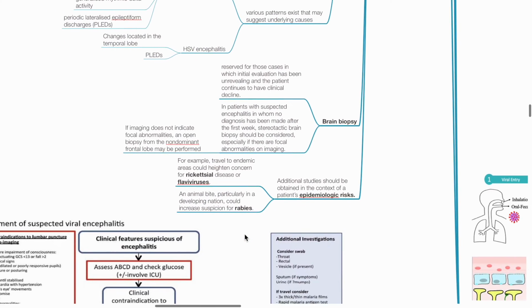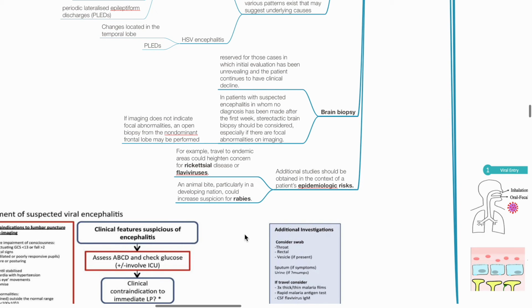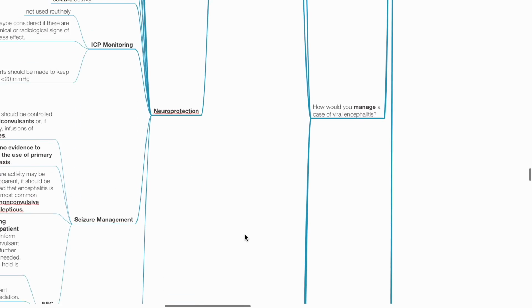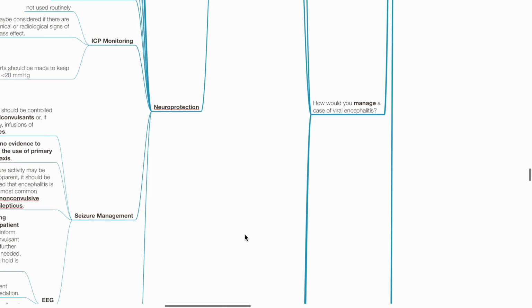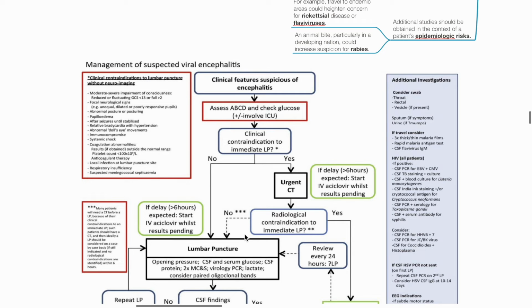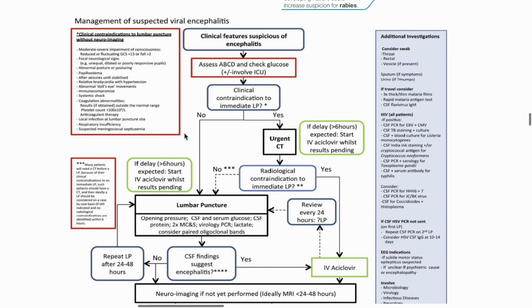Additional studies should be obtained in the context of the patient's epidemiologic risk, such as investigations for rickettsia, flavivirus, and rabies. Describe how you would manage a case of viral encephalitis. For patients presenting with clinical features suspicious of encephalitis, assess airway, breathing, circulation, and neurology, check glucose, involve critical care team if indicated, assess for clinical contraindication to immediate lumbar puncture, as described in the previous section. If there are no contraindications, proceed with lumbar puncture and send for investigations as described in the previous section.